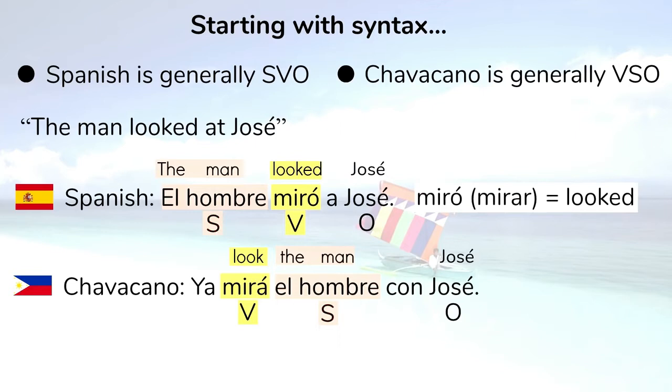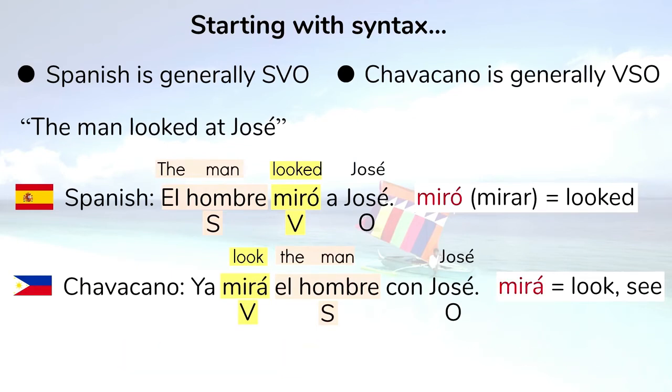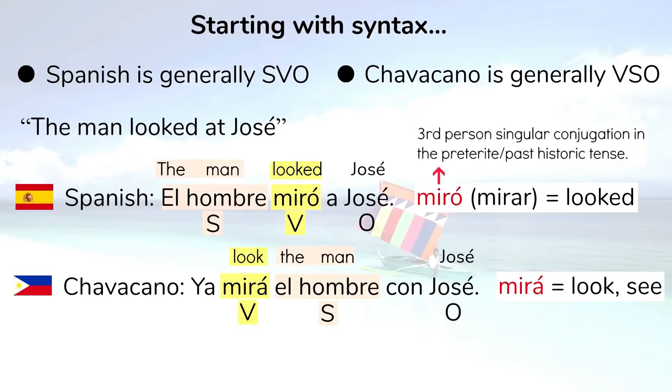The verb miró, from mirar, means look in Spanish, while in Chavacano it means both look and see. So depending on the intended meaning, the Spanish translation might be El hombre vio a José, using a different verb to mean see. Also notice that the verb forms are slightly different. The Spanish verb is conjugated for the third person singular conjugation in the preterite or past historic tense, but Chavacano verbs are not conjugated at all. The verb mirar will be the same for any subject.